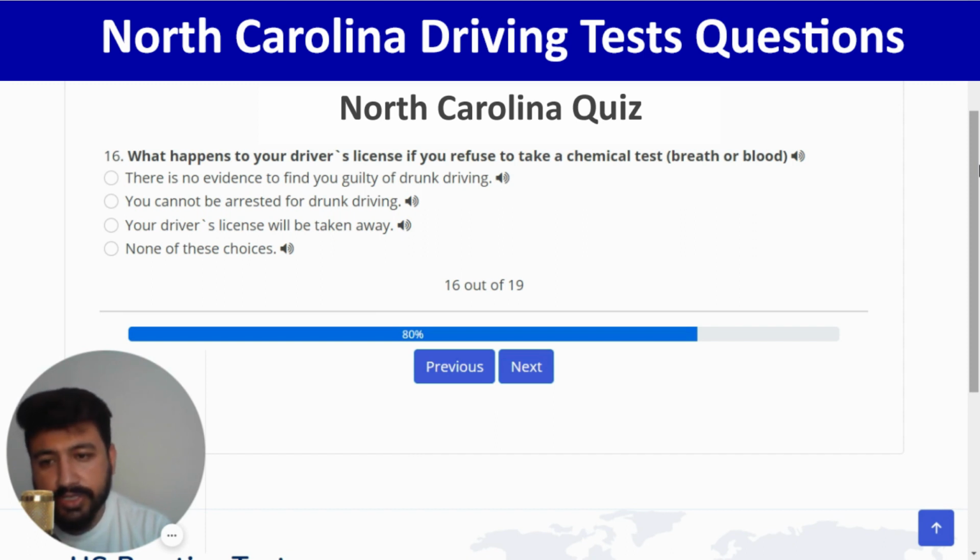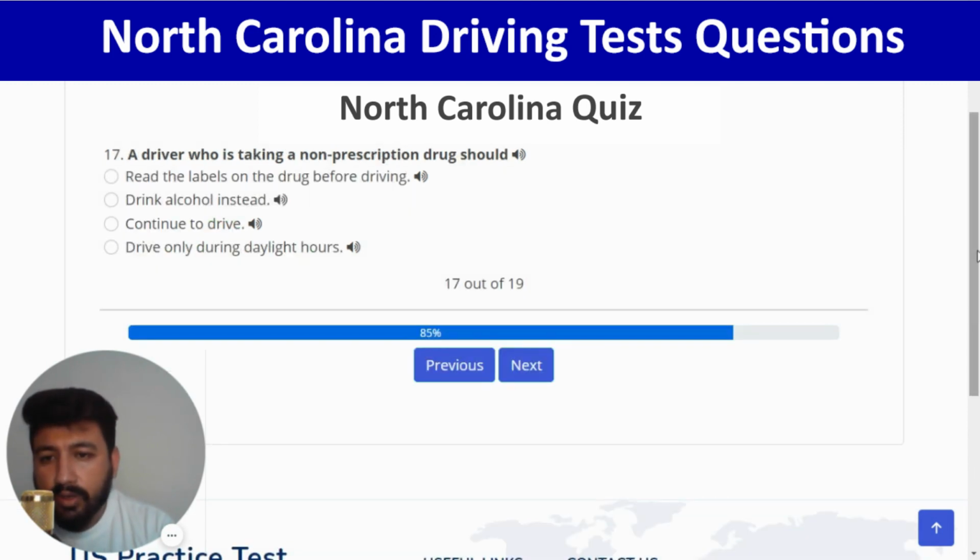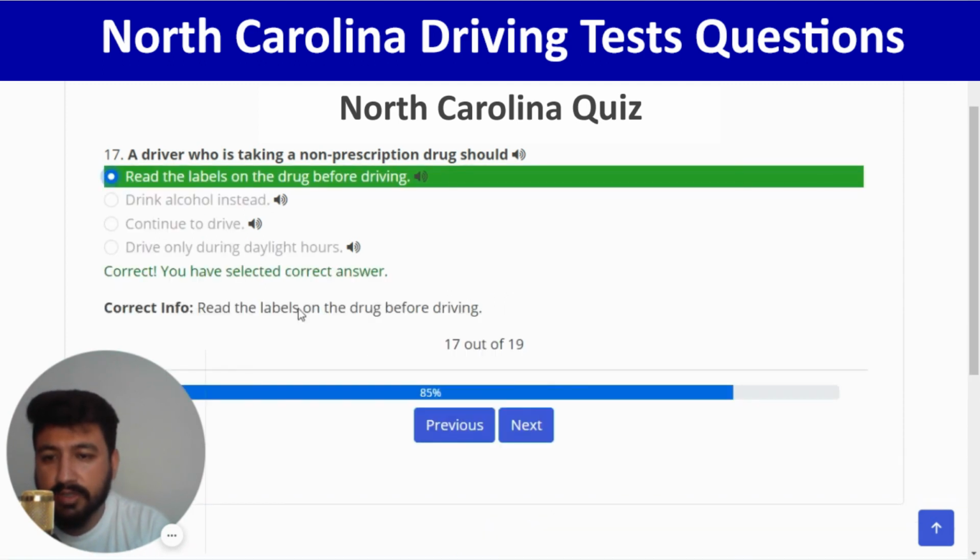The right answer of this question is, your driver's license will be taken away. So I'm going to click on the third option. Next. A driver who is taking a non-prescription drug should. The right answer is, read the labels on the drug before driving. So let's click on the first option.